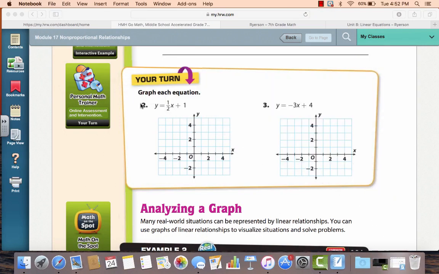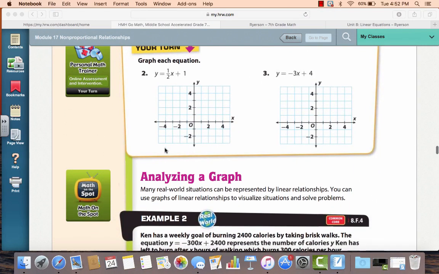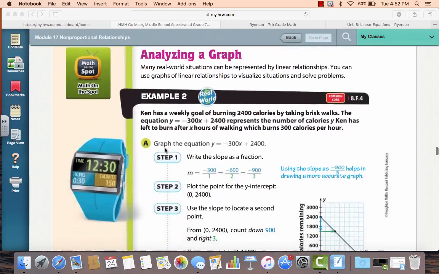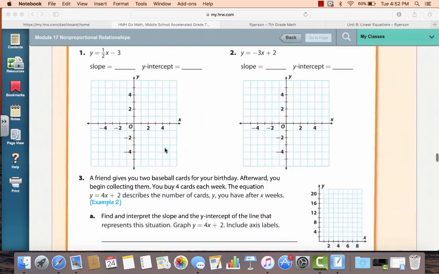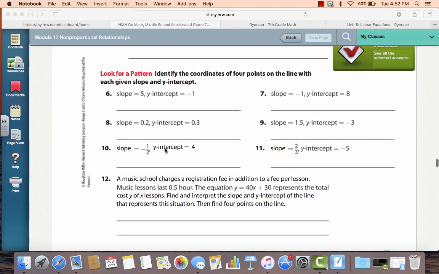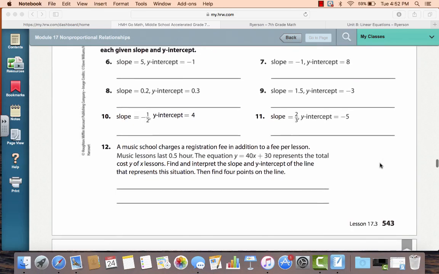All right, welcome back. I hope page 542 went well. At this time, let's go to page 543. And I'd like to take a look at the bottom of 543, numbers 6 through 11. And in this section, it asks us to identify the coordinates of 4 points on the line with each given slope and y-intercept. So we're going to do number 6 together so you could see what's expected in these type of questions.